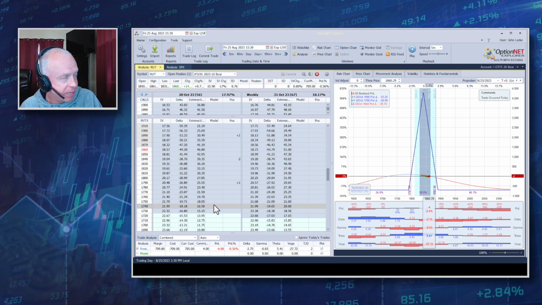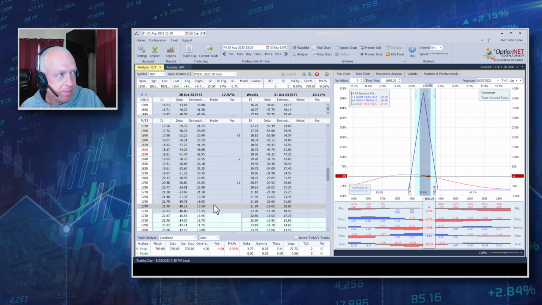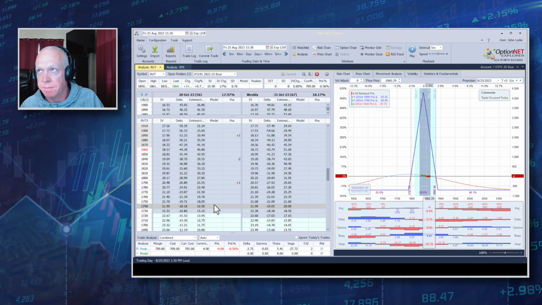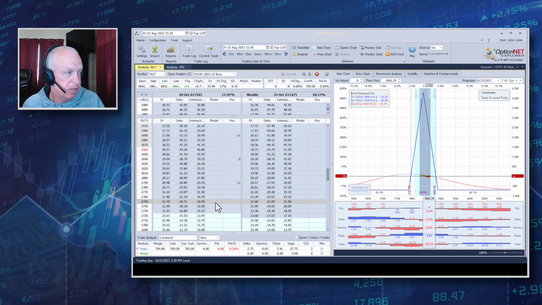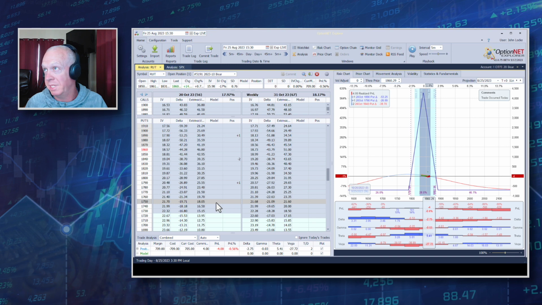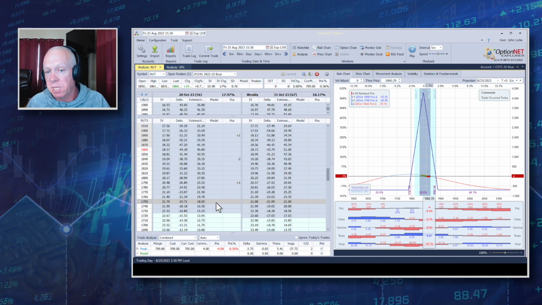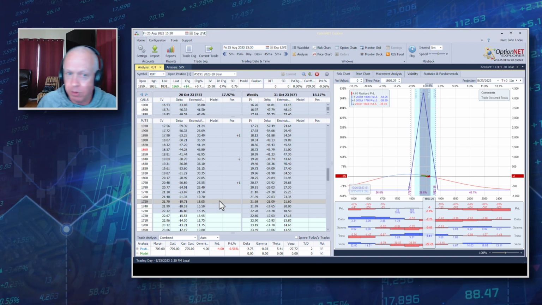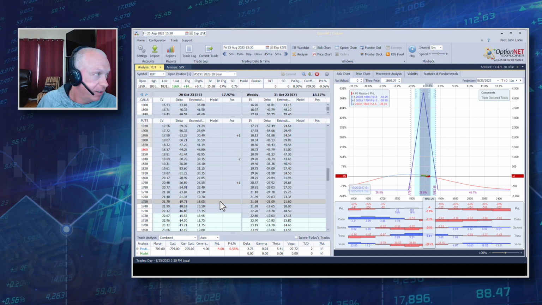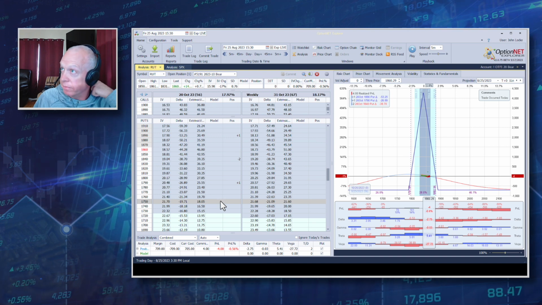If traders are buying put options down under the money, why are they buying them? They're buying put options down under the money because they're concerned that the market's going down. And if the big bankers and so forth are concerned that the market's going down, chances are it's more likely to go down than up.